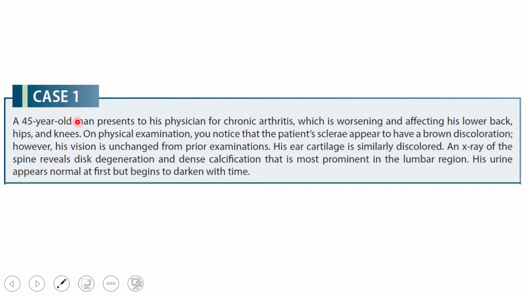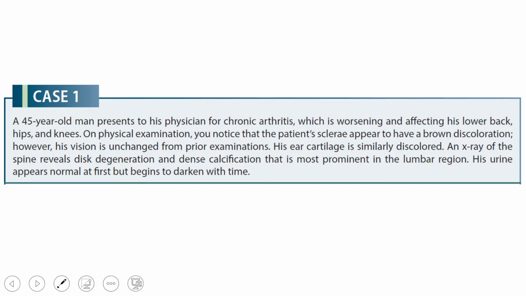A 45-year-old man presents to his physician for chronic arthritis which is worsening and affecting his lower back, hips and knees. On physical examination, you notice the patient's sclerae appear to have a brown discoloration. However, his vision is unchanged from prior examinations. His ear cartilage is similarly discolored.